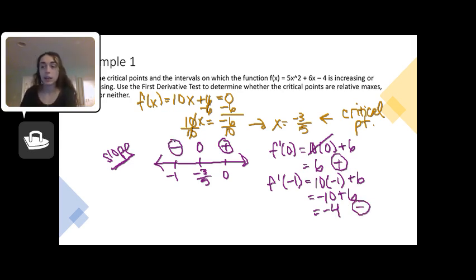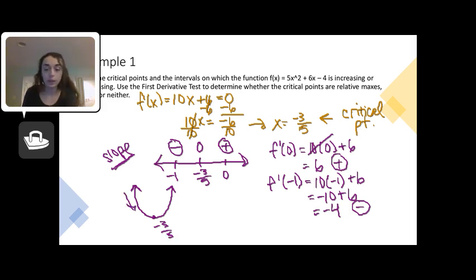Can anybody raise their hand and tell me if this means that negative 3/5 is a minimum, maximum, or neither? Yes, Cindy. Great, this means that negative 3/5 is a minimum because we are going from a negative slope to a positive slope at negative 3/5. So we go from negative to positive, which means we are hitting a minimum.